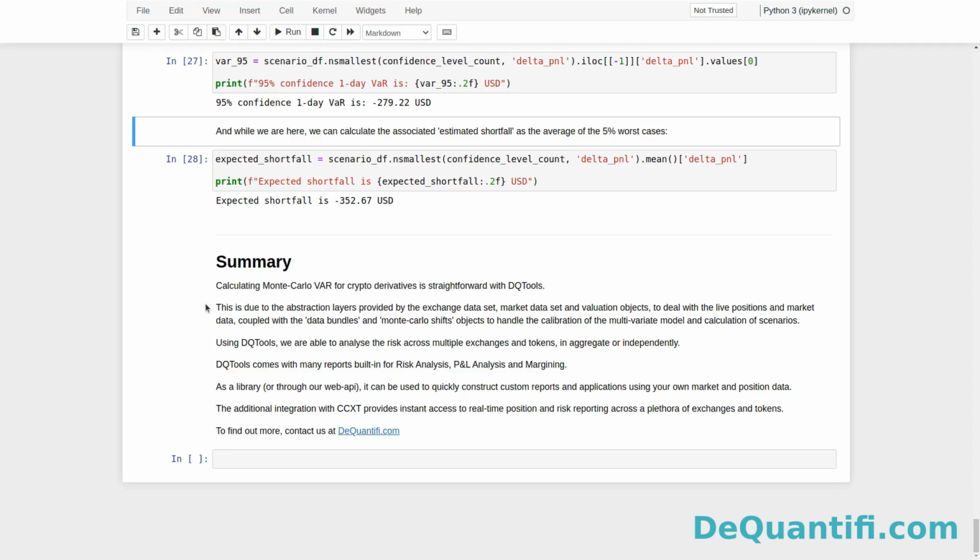DQTools comes with a number of risk reports, P&L reports, margin reports built in as standard. Using DQTools as a library or via our web API, it's possible to build your own custom reports quite easily. And we do integrate with CCXT, which gives us access to real-time position information across a plethora of exchanges.